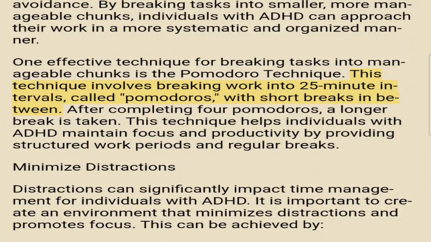This technique involves breaking work into 25-minute intervals, called Pomodoros, with short breaks in between. After completing 4 Pomodoros, a longer break is taken. This technique helps individuals with ADHD maintain focus and productivity by providing structured work periods and regular breaks.